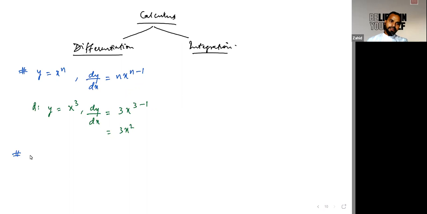Next, if y is any constant term, its differentiation would be 0. Let's say y is any constant such as 5. It can be written as 5 into 1, or we will write it as 5 into x raised to 0. Is it clear? Yes, sir.